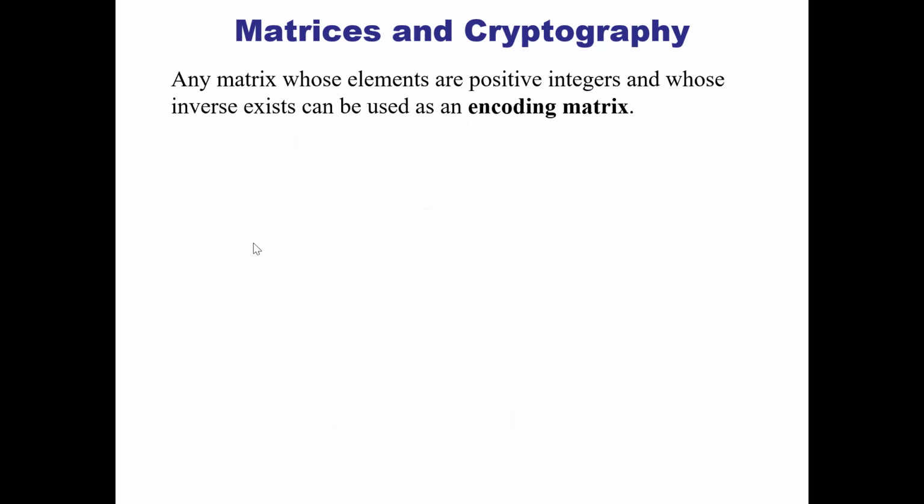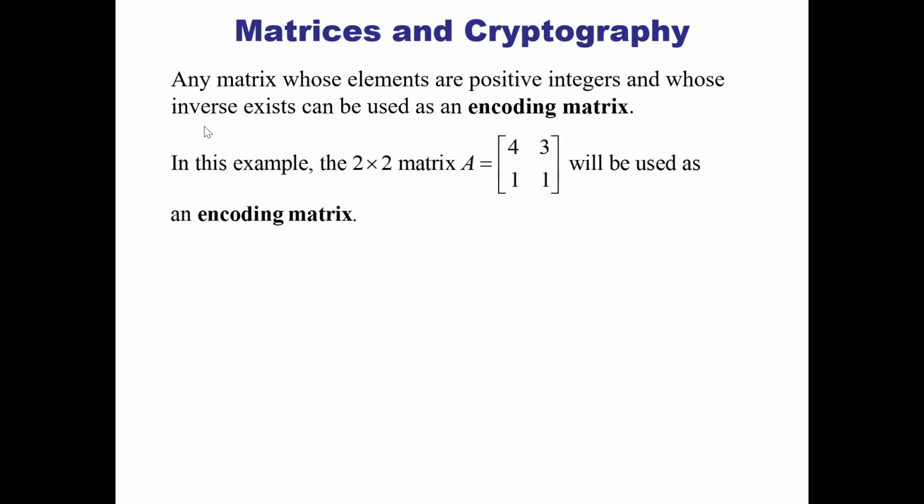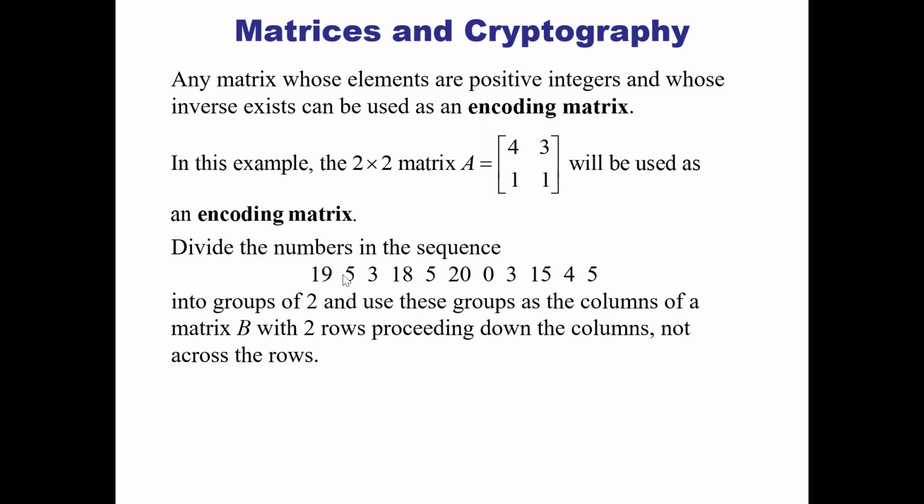Any matrix whose elements are positive integers and whose inverse exists can be used as an encoding matrix. So it doesn't matter. In this case, we're going to use A = [4 3; 1 1] as our encoding matrix. They can give you any kind of matrix to do this for encoding.